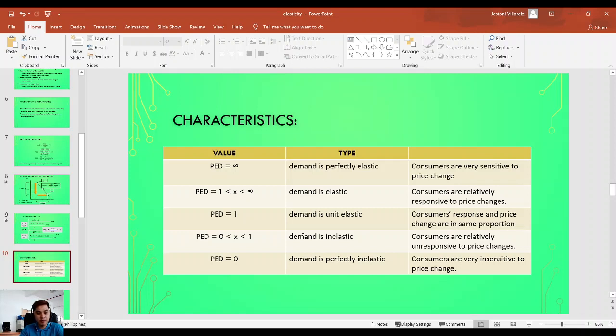It is not that responsive to the price change. But then again, how much, depende na siya sa percentage. And then if your PED is equal to 0, then we have a perfectly inelastic demand, itong vertical na graph earlier. It means that it is not responsive to the price change. So maski increase or decrease sa price, the demand for that specific good will be the same.